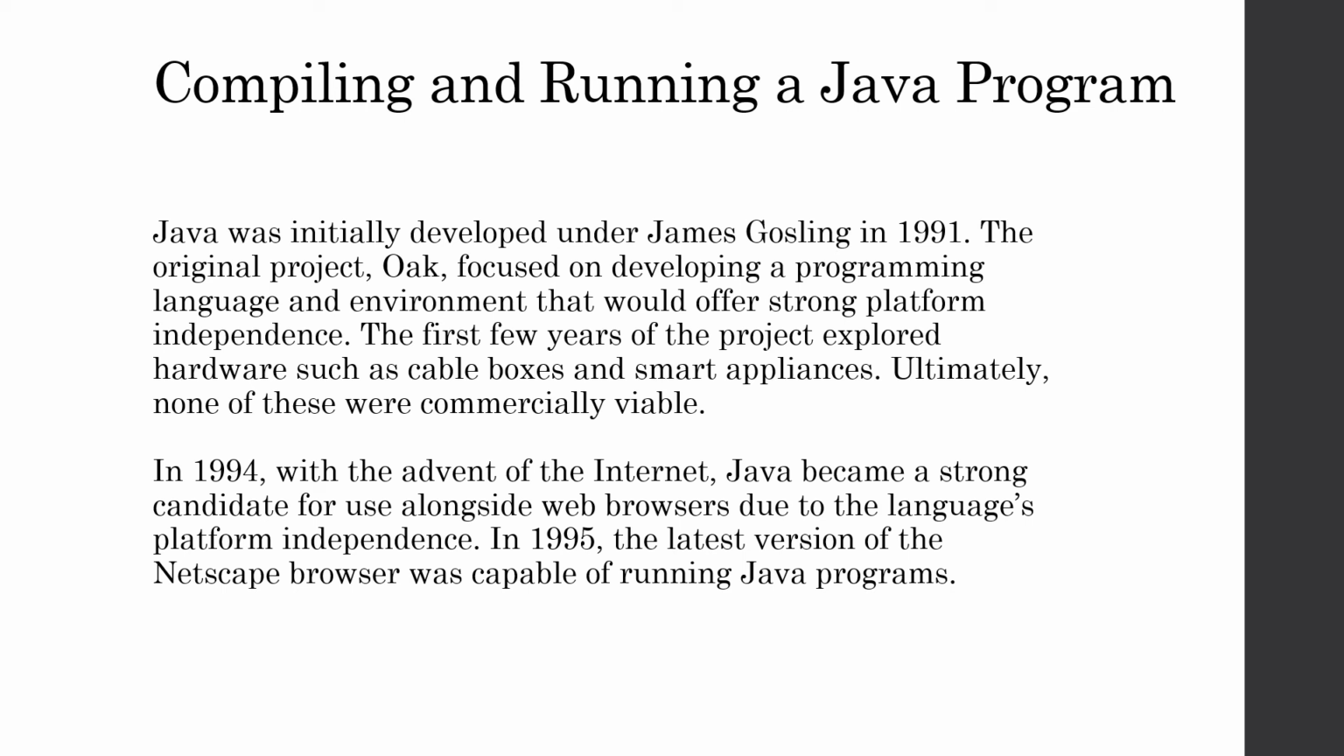It wasn't until 1994, a few years later, with the advent of the Internet, that Java became a strong candidate for use alongside web browsers because of the platform independence that it offered. Because many different types of computers were using the Internet, each with its own operating system, it was very important to make sure that web browsers, including any of the software that ran on those web browsers, were capable of being run on multiple different platforms. So in 1995, the latest version of the Netscape browser was actually using Java programs. That was the point at which Java became more commercially viable.